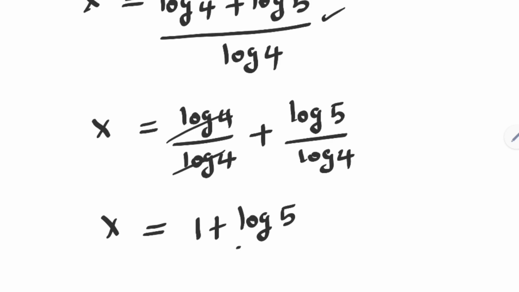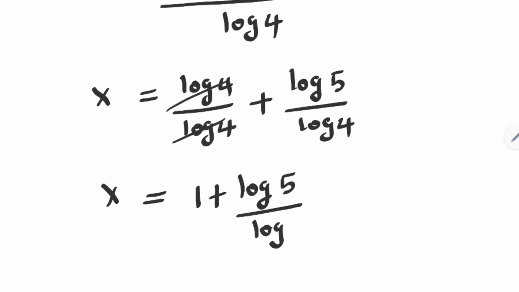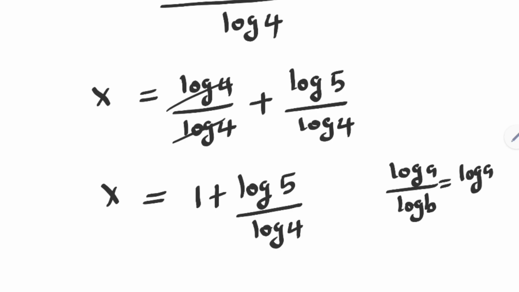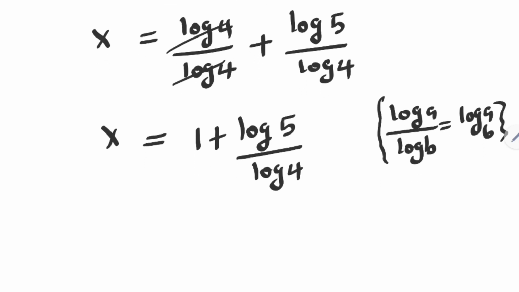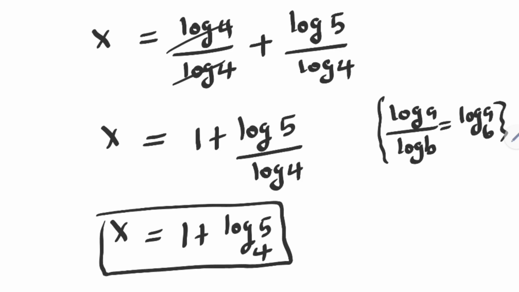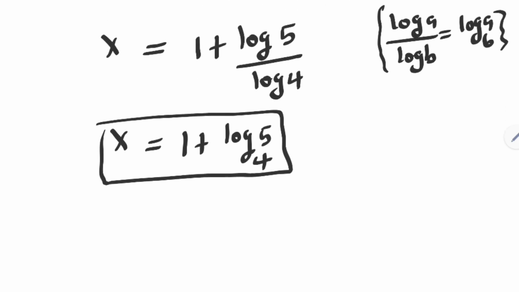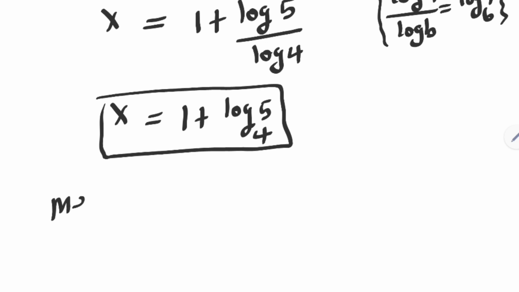log 5 divided by log 4. And if you have log A divided by log B is equal to log A base B, s is equal to 1 plus log 5 base 4. This is the value of s. We may solve this using natural logarithm method. Let us call this method 2.